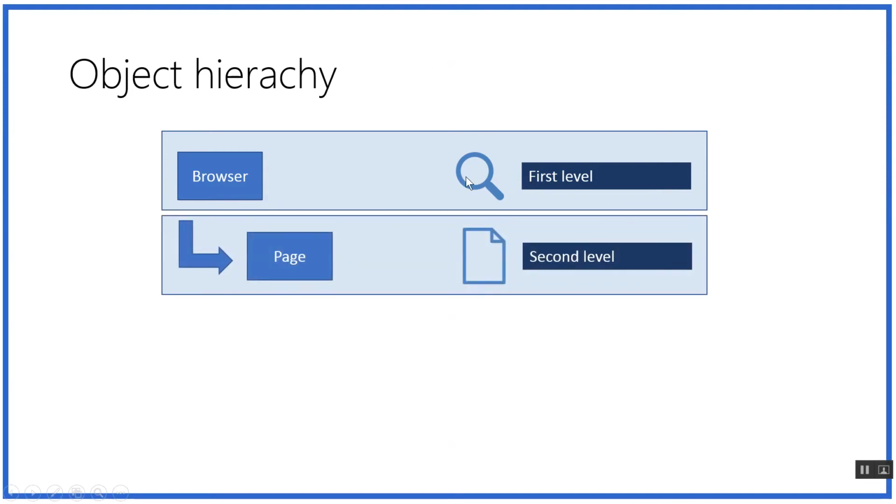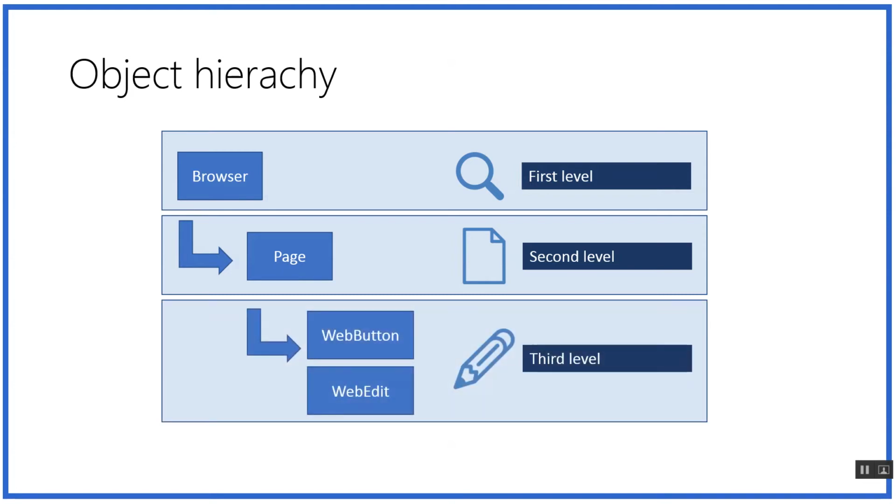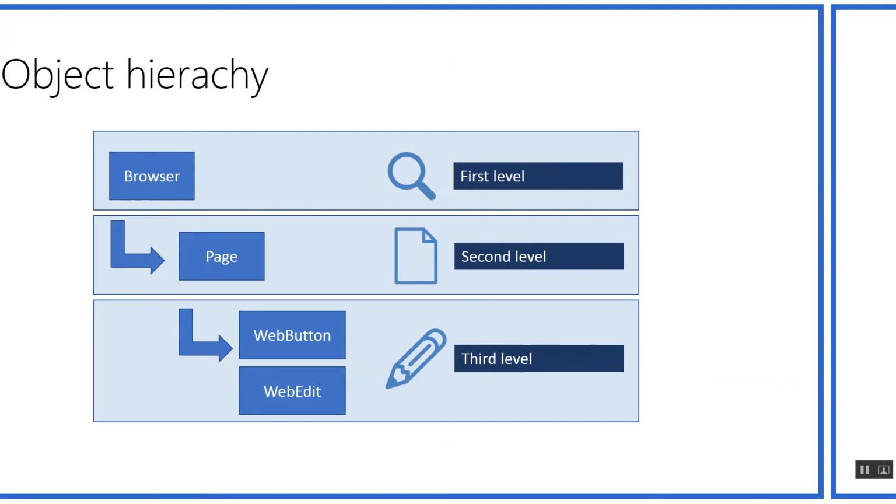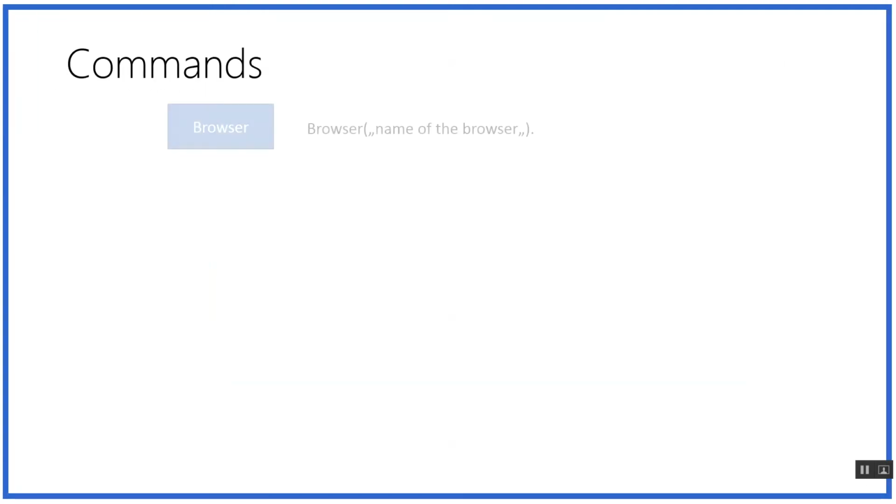On the second level, we have a page. A page does not have to be every page you have visited, but it could be more like a folder. So I can say I have here my login page, and everything that has to do with login, I can put in that. The last is our third level, and there we have all these objects like a web button, a web edit, image, and so forth.